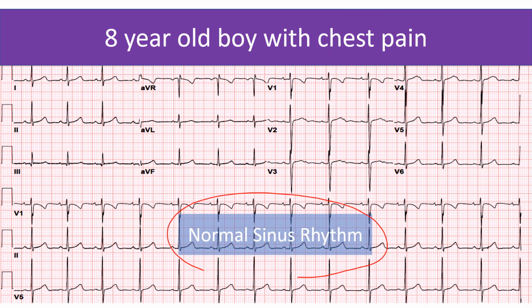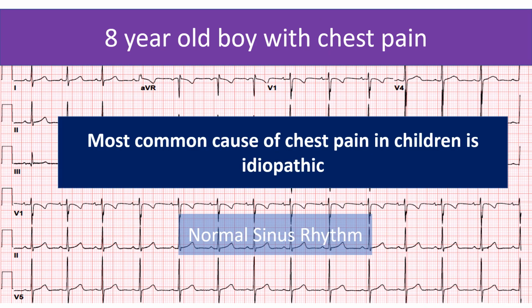So this is a normal sinus rhythm. The most common cause of chest pain in children is idiopathic musculoskeletal pain, not the heart. 99% is not the heart.